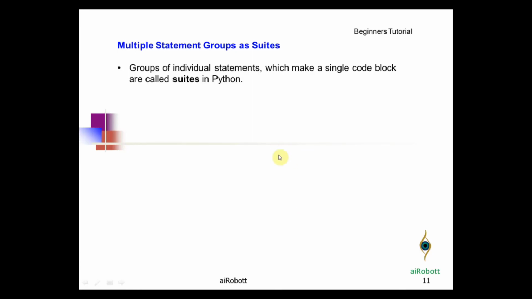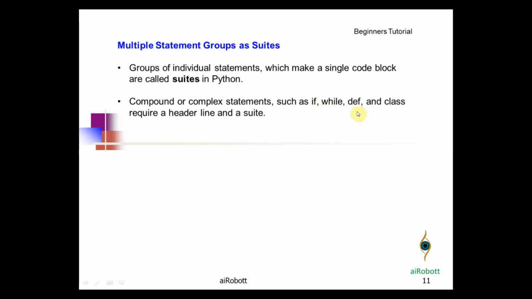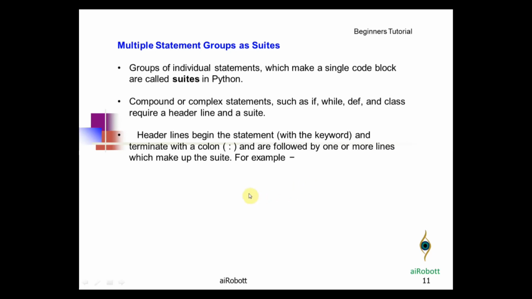Multiple statement groups as suites. What is a suite? We will see here. Groups of individual statements which make a single code block are called suites in Python. Compound statements like if, while, def, and class require a header line and a suite. The header lines begin with a keyword and terminate with a colon, followed by one or more lines which make up the suite. Let's see one example here. If expression colon, suite. Suite means a group of individual statements forming a block. Here also suite, here also suite.